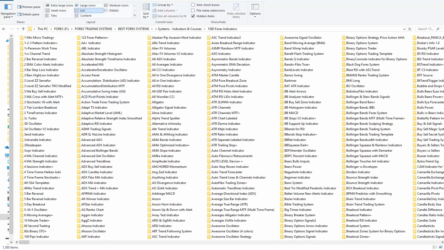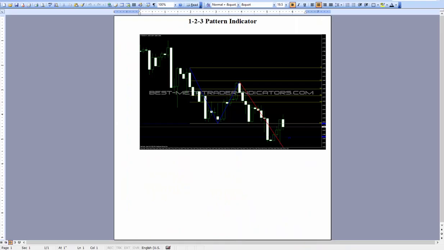So I'm going to go through a few of them right now. This is the 1, 2, 3 pattern. I really like this one. I've done videos on it. It actually puts the lines here: here's your pattern, 1, 2, 3, and then it goes down. It's telling you red, a red line, telling you we're selling.